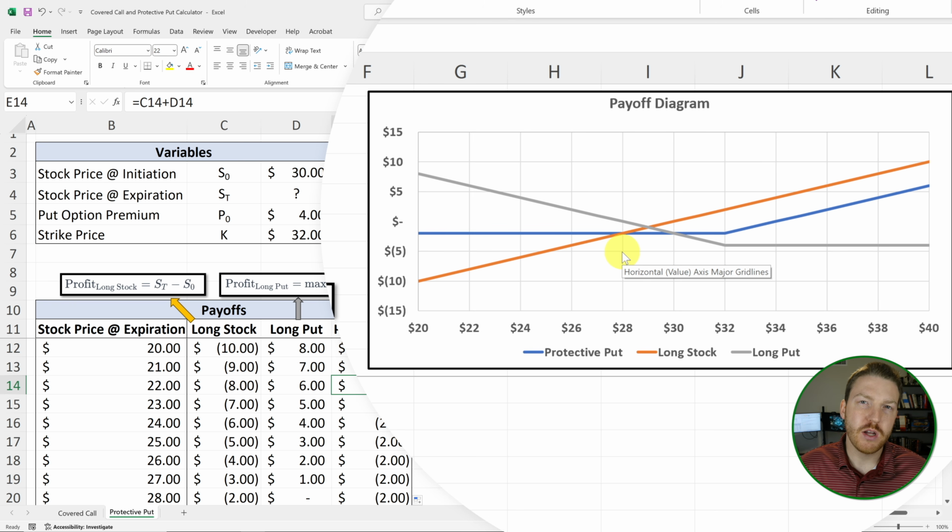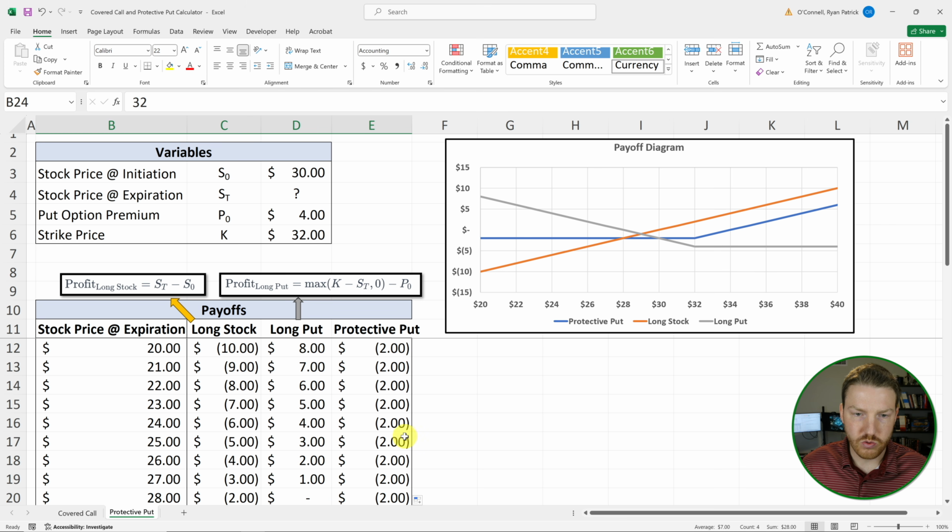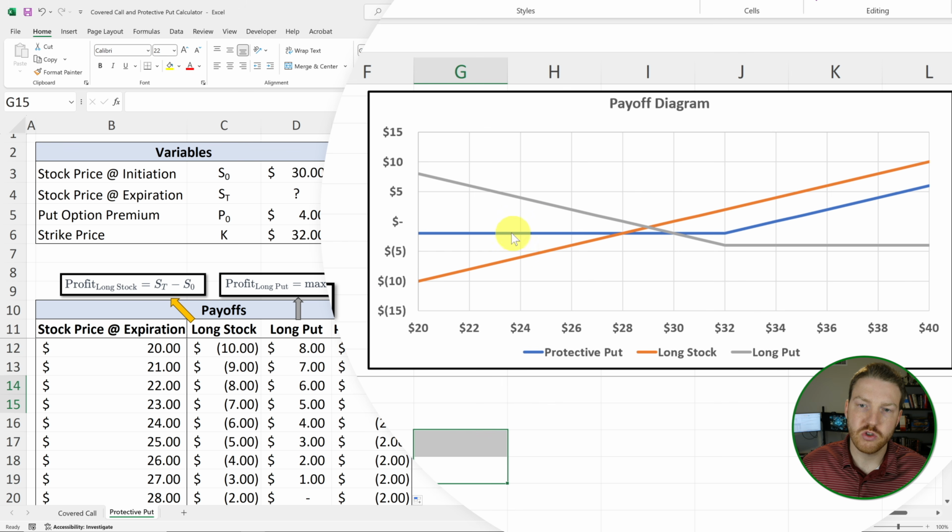Now, why might I want to enter into a protective put contract? Well, you can see in this diagram, at all points below $32, the maximum amount of money we can lose is $2. So it caps our loss. That's why it's like an insurance premium. Whereas if all we did was long the stock, we can just keep losing and losing and losing more money. So this is an insurance premium that says all we can ever lose is a maximum of $2. So it protects us on the downside.